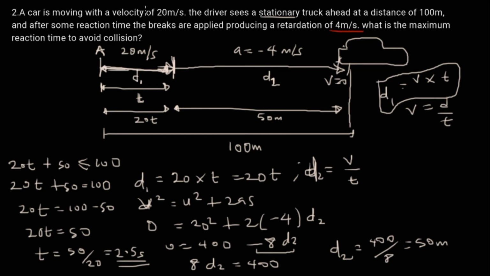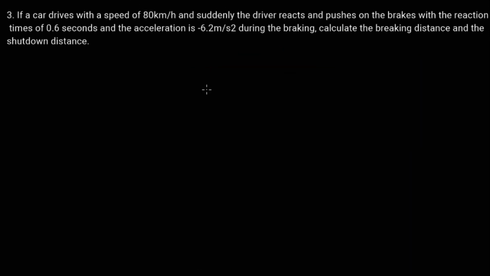Now let's solve the next practice problem. If a car drives with a speed of 80 km per hour and suddenly the driver reacts and pushes on the brakes with a reaction time of 0.6 seconds and the acceleration is minus 6.2 meters per second squared during the braking, calculate the braking distance and the shutdown distance.